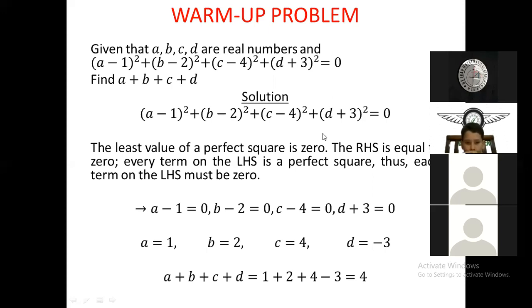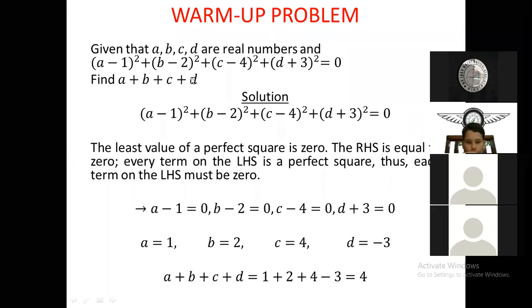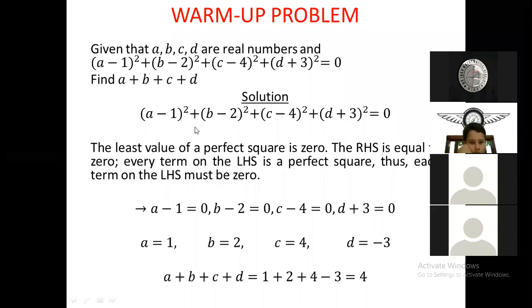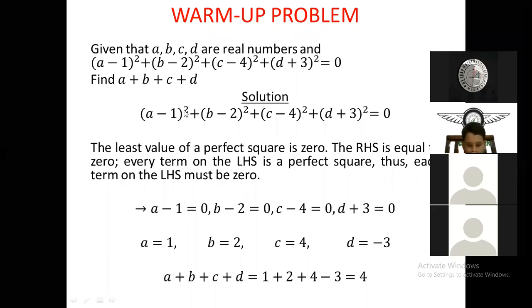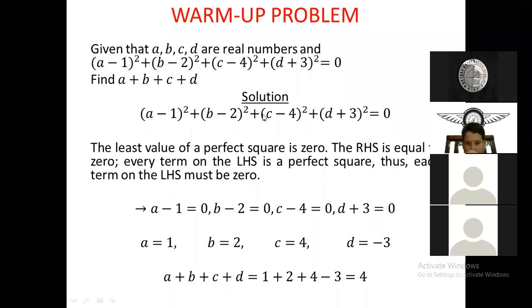So clearly, we see that each term on the left-hand side is a perfect square. Why? It's the square of another term, all right? We have established that A, B, C, D, the question says they are real numbers, so we know we are dealing with real numbers. If we're dealing with complex numbers, it's a different scenario. So we clearly see that (A minus 1) all squared is a perfect square. Same with (B minus 2) all squared, (C minus 4) all squared, (D plus 3) all squared. So what we have on the left-hand side is a sum of perfect squares.